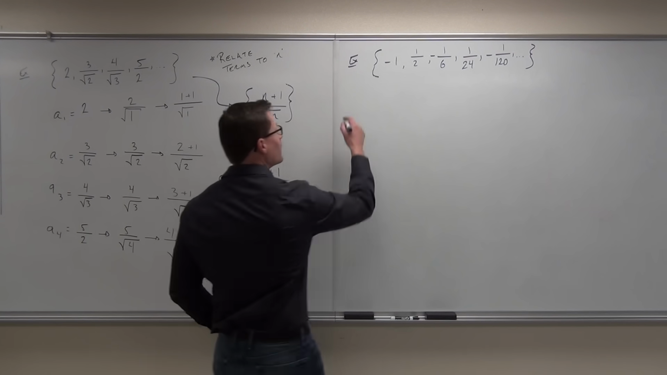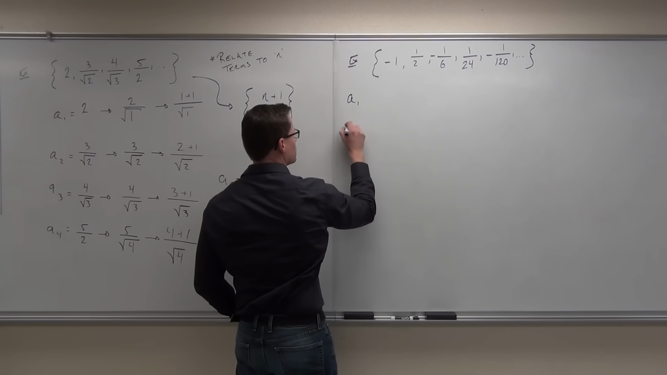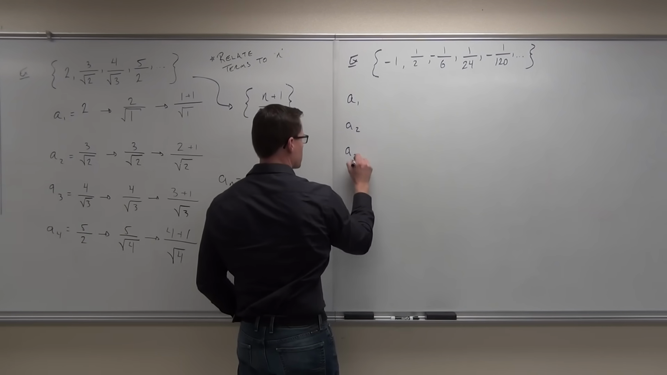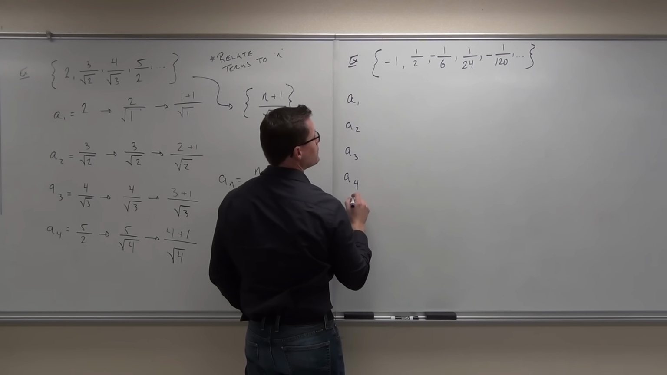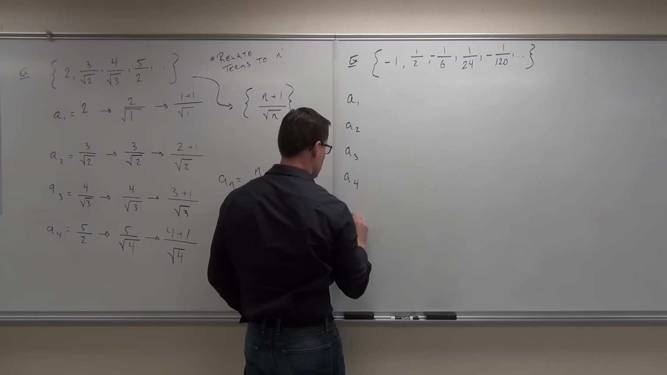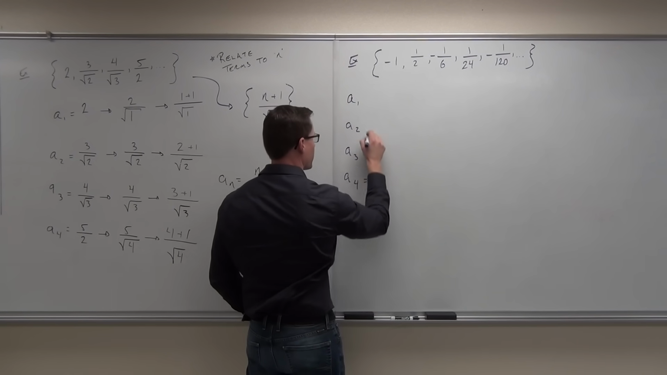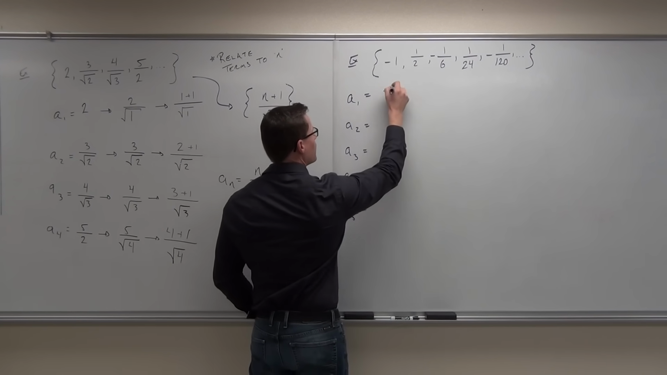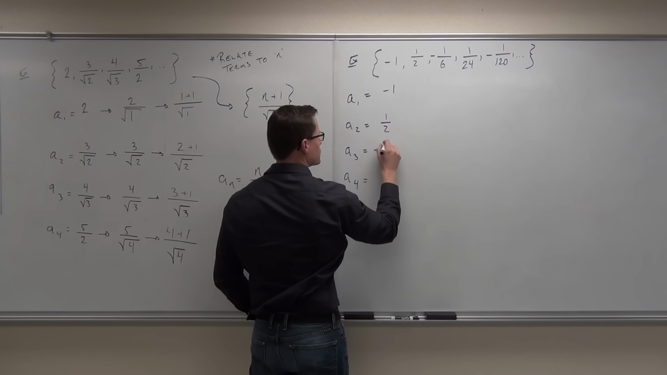So for me, I would write out a sub 1, a sub 2, a sub 3, a sub 4. How many did I give you here? 5? Yeah. I'd write out all of them. And I'd go through the process. So I'd start with just the terms themselves.